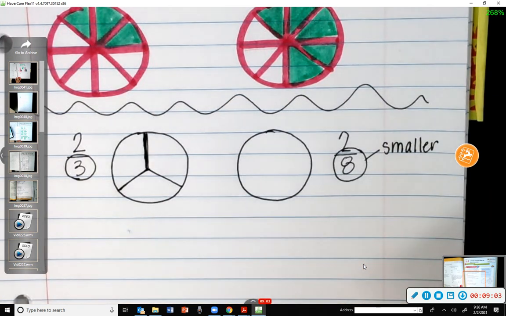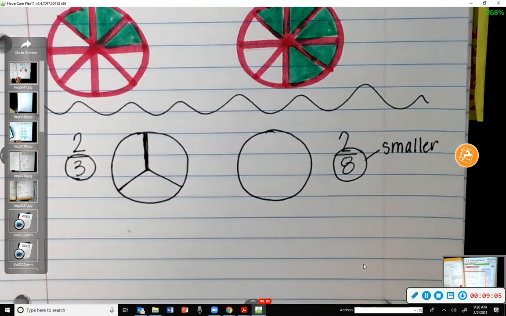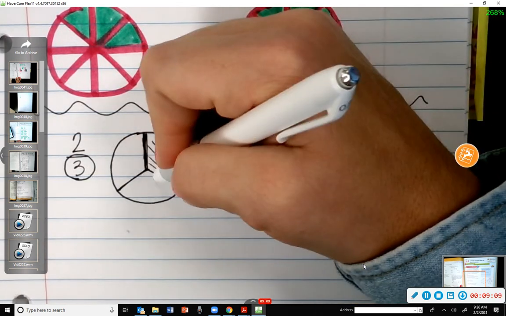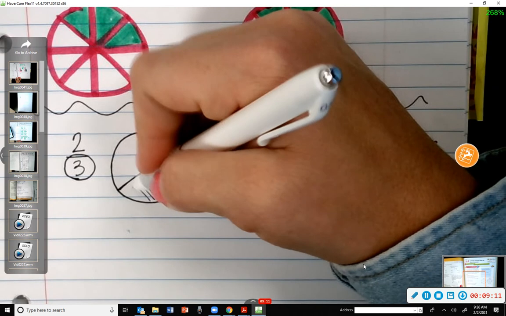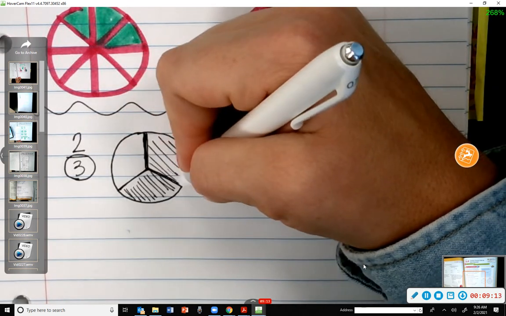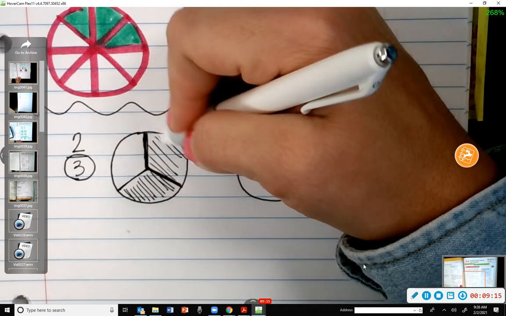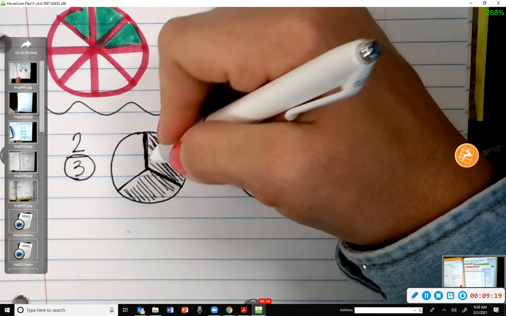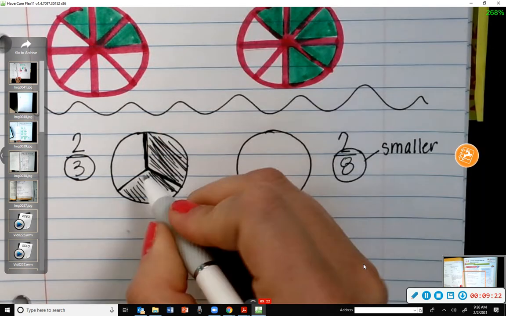Okay, and now I need to shade how many pieces? 2. Okay, so those of you at home, make sure you're copying this down in your notes with us.